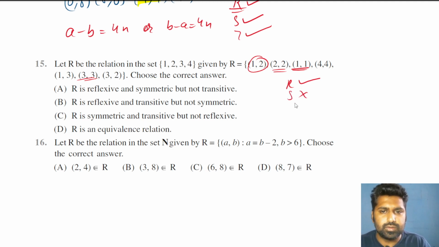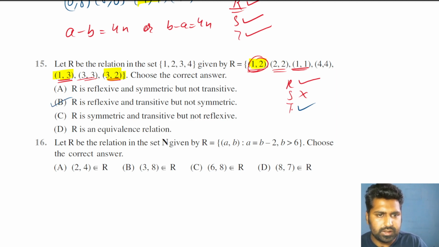So symmetric so far no. Transitive. 1 comma 3 is there. 3 comma 2 is there. 1 comma 2 is there. Okay. For transitive, this is the example. 1 3, 3 2, 1 2. So yes, transitive is there. So it is reflexive and transitive but not symmetric. Option B. Okay.